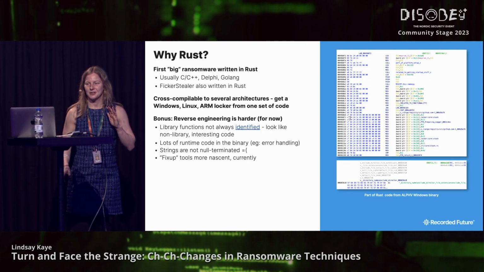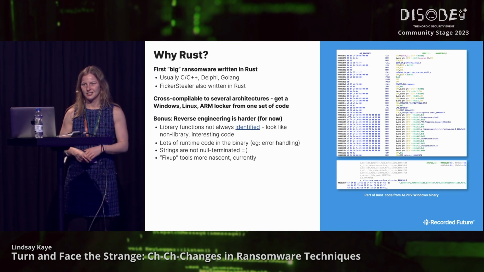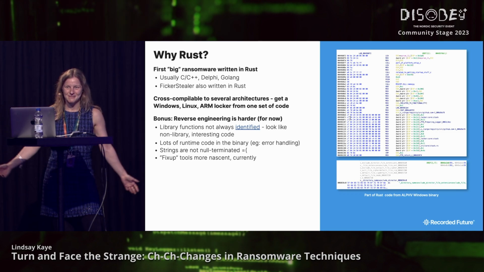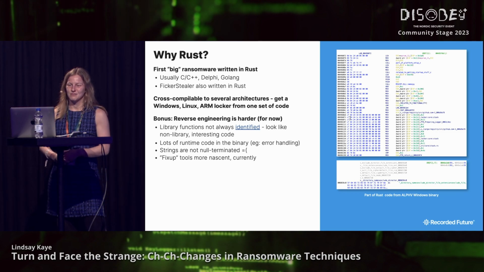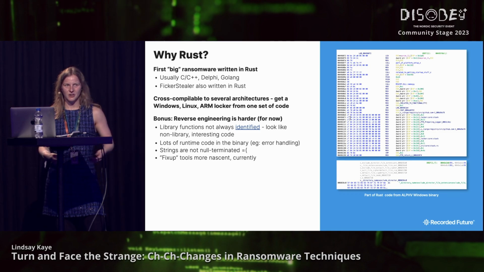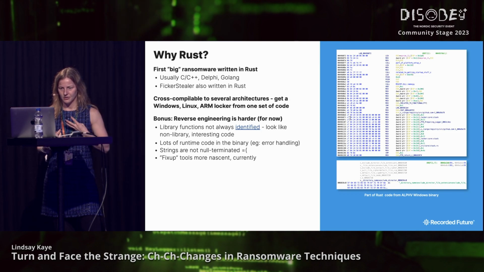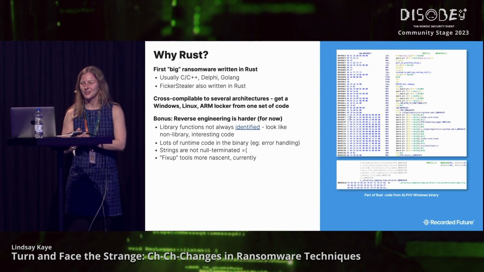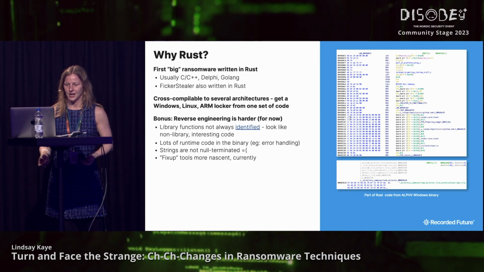So why Rust? This is the first big ransomware written in Rust. Usually you'll see C, C++, Delphi, Golang more recently, which we're all familiar with. Fickerstealer is a really popular stealer also written in Rust, but really no other ransomware at that time was. The nice thing about it is it's cross-compilable, so you can build one set of code and get a Windows, Linux, and ARM locker out of that code. And as a bonus, one I'm personally familiar with, reverse engineering is a little bit harder. Well, at least for now.